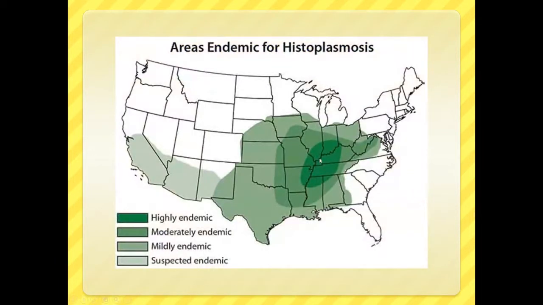So here you go. Here's your Ohio River in the upper portion of Kentucky there. It serves as the border between Kentucky and Ohio, Indiana, and Illinois. And then, of course, you've got the Mississippi River there. So this dark green is the highly endemic, so right where I grew up. And then you'll notice we're in the moderately endemic area here.